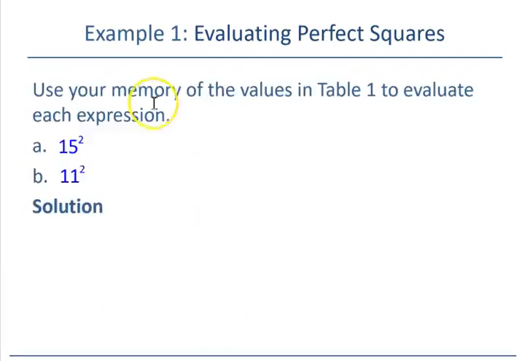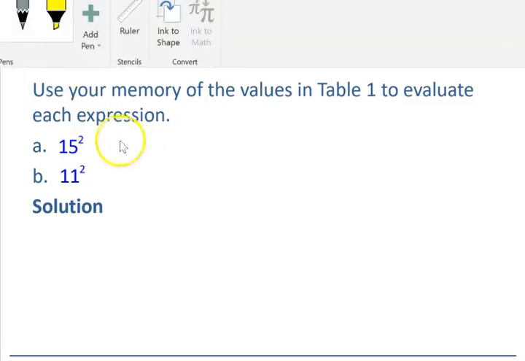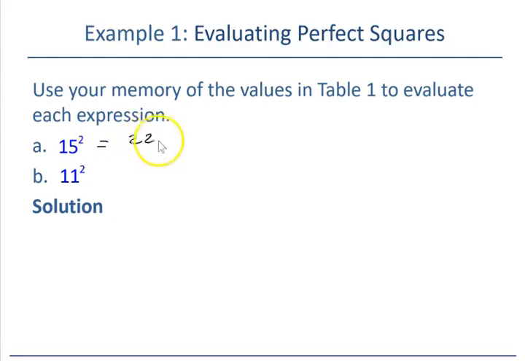So let's evaluate some here. Use your memory of the tables. Let's think, what's 15 times 15? If you can't remember, 15 times 15 is going to be 225. Let me write that down. So 15 times 15 is 225. How about 11 times 11? 11 times 11 is going to be 121, because remember, whenever you have a square, 11 squared is the same as 11 times 11. That's exactly what you're seeing there.